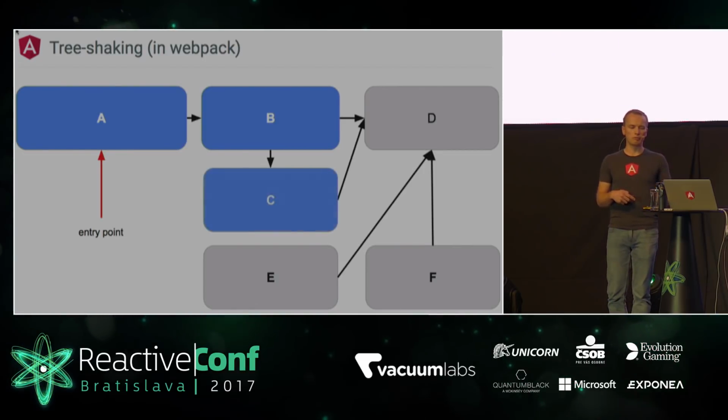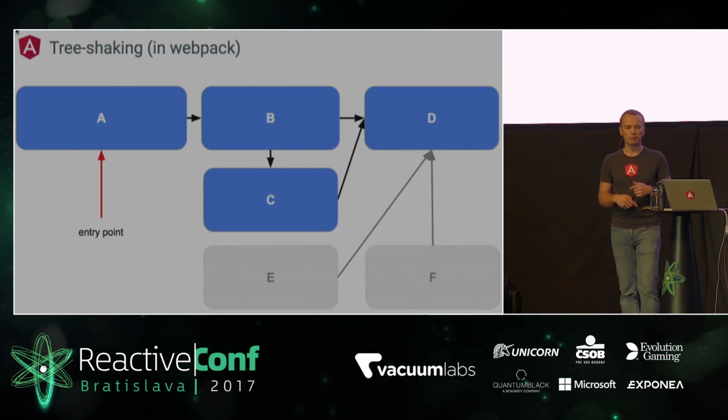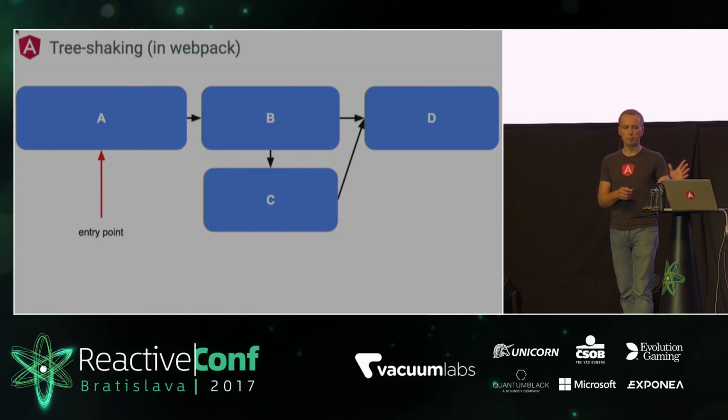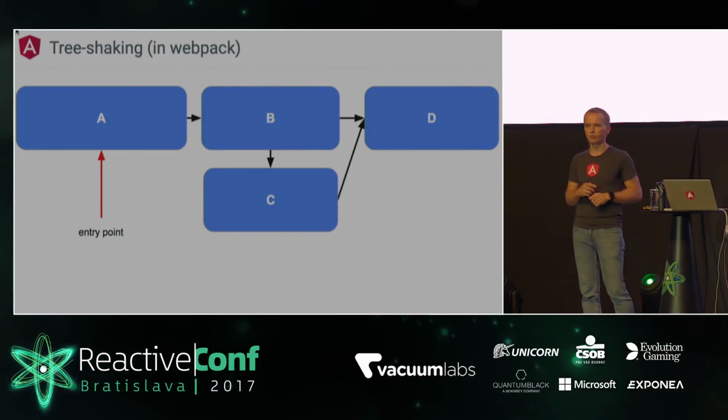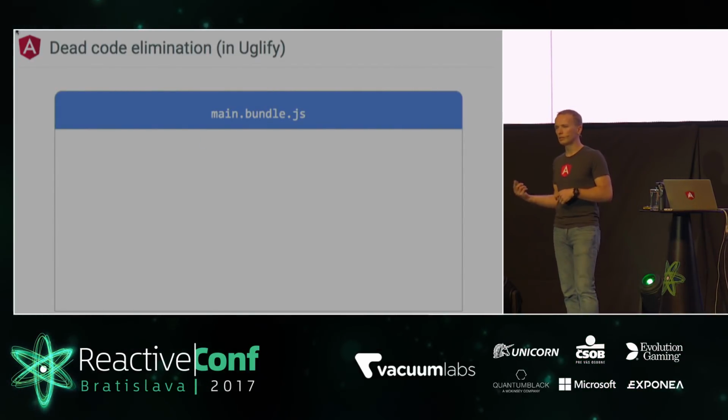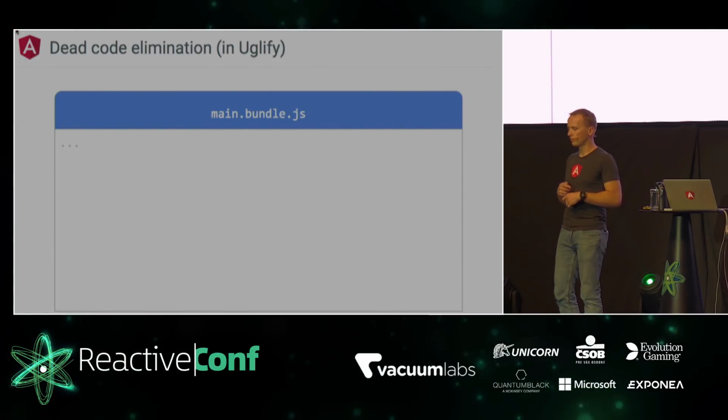Then we'll go to B. B refers to C, D, and we'll find out that E and F is not used, so it will not bring it, and it will create the bundle just from these modules. Great. So once we have the bundle created, that's when the dead code elimination comes in.